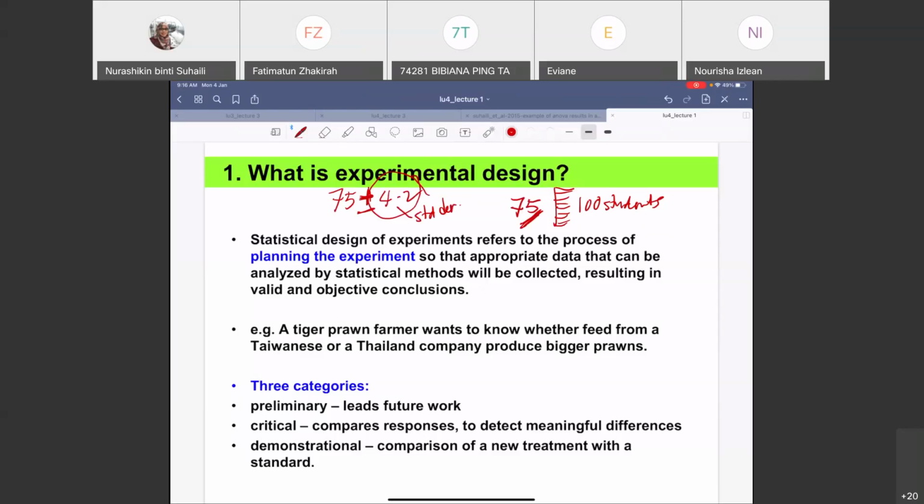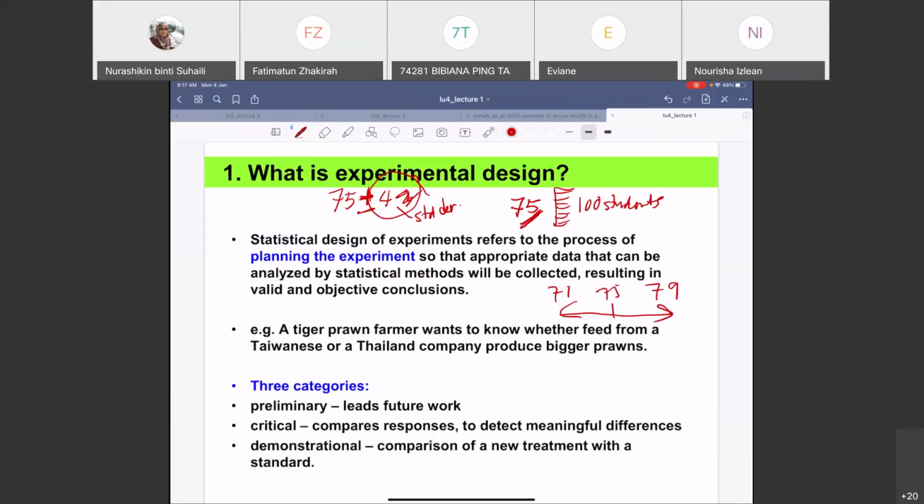Standard deviation. And what does it mean? It means that if, let's say, 75 minus 4, easy, 75 minus 4 is 71, right? And 75 plus 4 is 79. So actually, it means that most of the students, or all of the students, got between 71 and 79, right? But the average is 75.